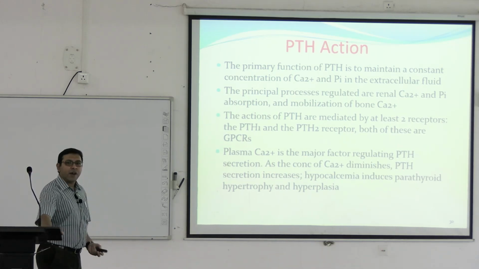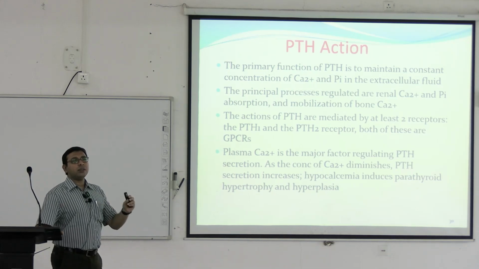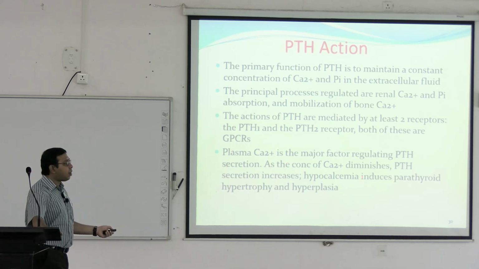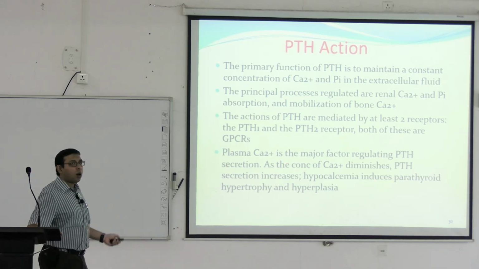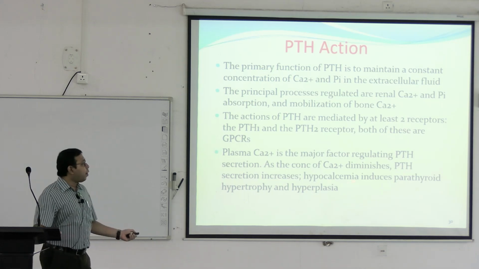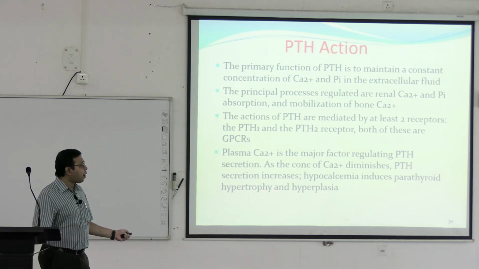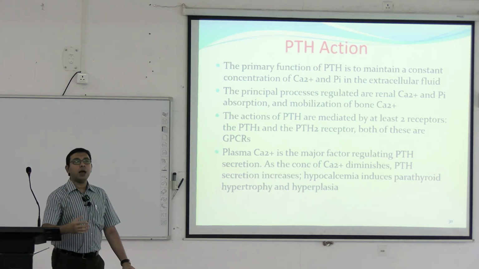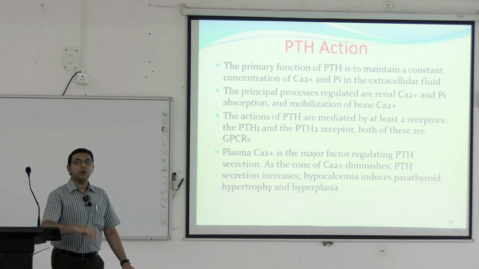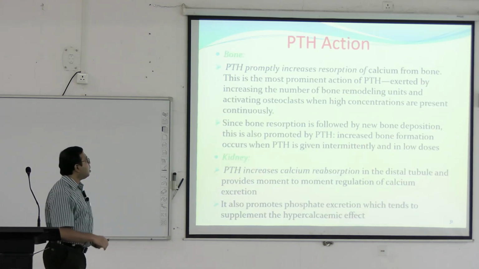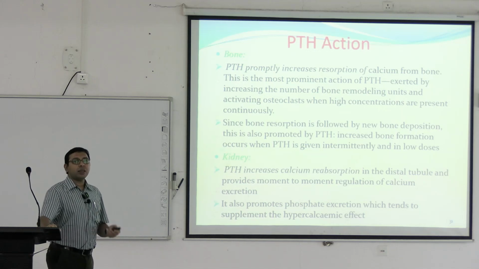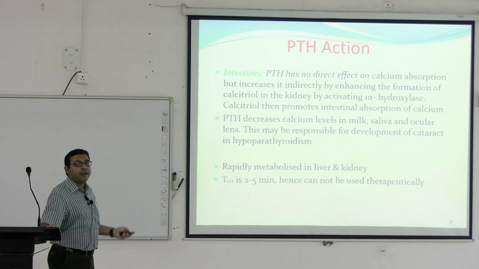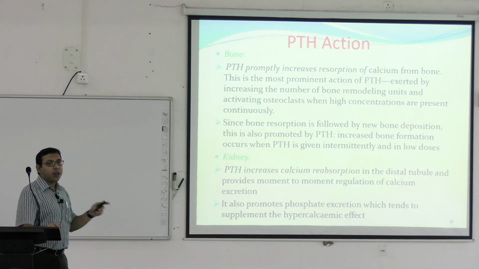Plasma calcium is the major factor. Time and again I am saying that all this is controlled by the plasma calcium level. As the concentration of calcium diminishes, parathyroid hormone secretion increases, and hypocalcemia induces parathyroid hypertrophy and hyperplasia. So when there is continuous hypocalcemia, the parathyroid gland increases in size. And what are the actions of parathyroid hormone? It acts on the bone, on the kidney and on the intestine. 3 areas: bone, kidney and intestine.